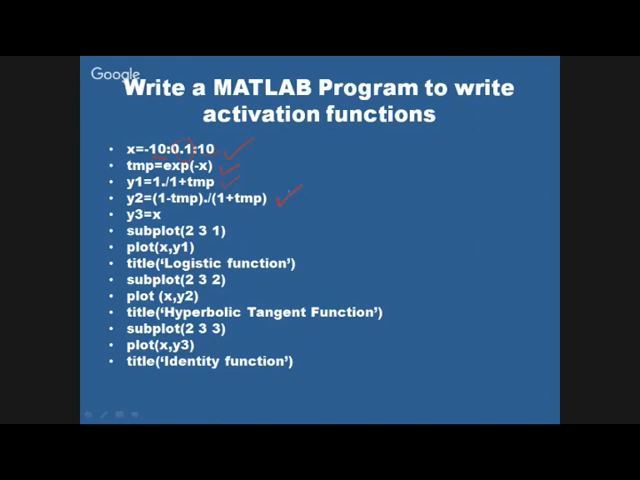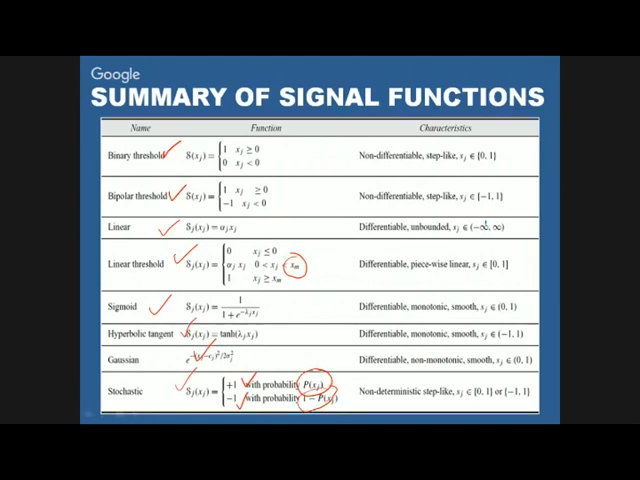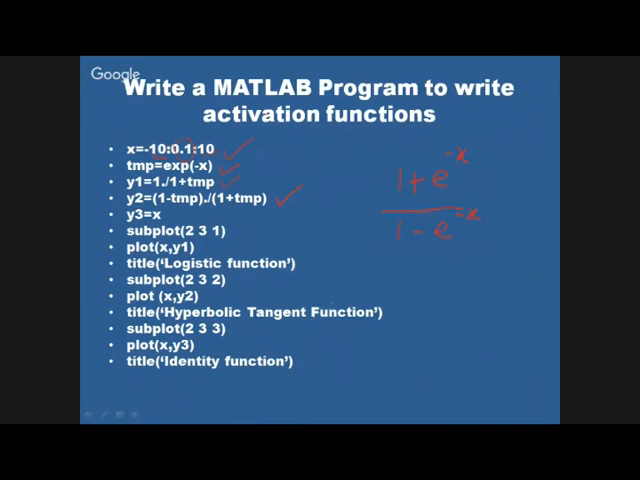Second function we are giving, that is y2 equal to 1 minus TMP divided by 1 plus TMP. That means we are getting the function 1 minus e to the power minus x divided by 1 plus e to the power minus x. So in the previous slide I have told about the hyperbolic tangent function. Right? Hyperbolic tangent function is generally this: 1 minus e to the power minus x divided by 1 plus e to the power minus x. This is the hyperbolic tangent definitely. This is also known as your bipolar sigmoidal function.